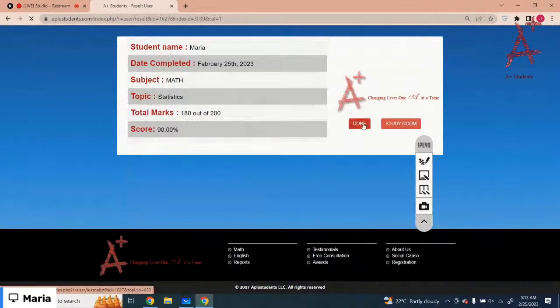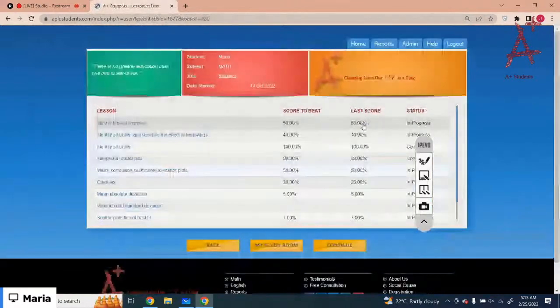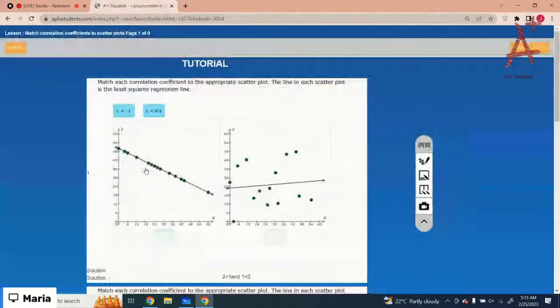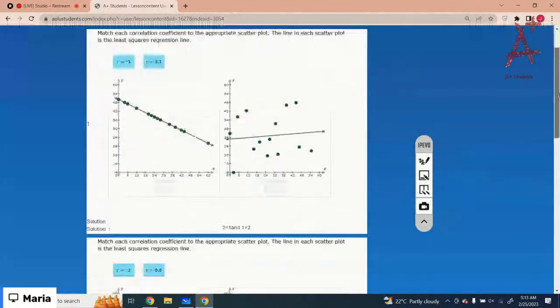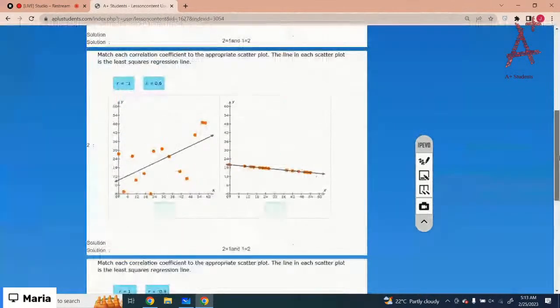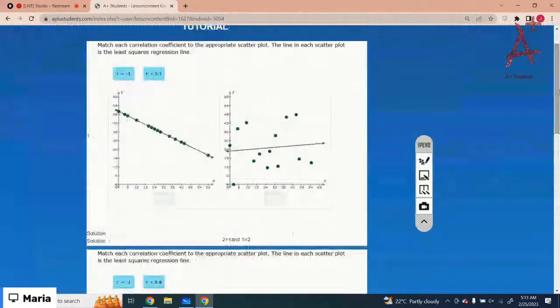Let's move on to the next one. Okay, the next one is match correlation coefficients to scatter plots. Match each correlation coefficient to the appropriate scatter plot. The line in each scatter plot is the least squares regression line. R equals -1 and R equals 0.1.